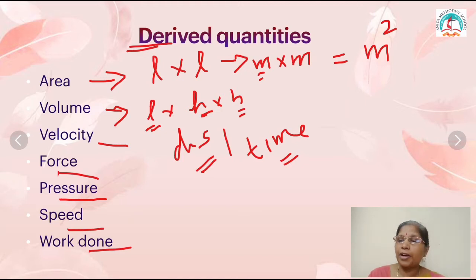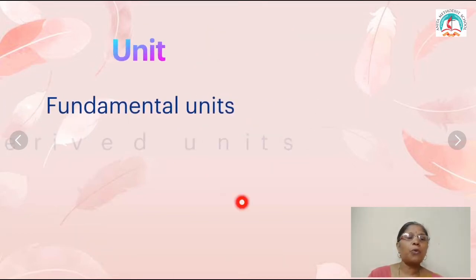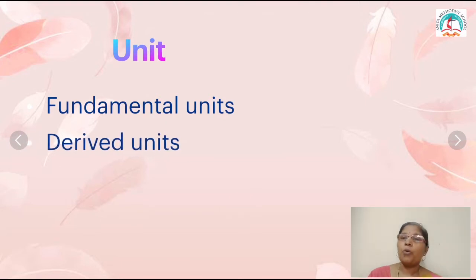Then what is meant by derived quantity? When you are deriving from the fundamental quantities, that is called derived quantities. Now the next one is, what is meant by unit? What is the definition of unit here? A unit is a standard quantity with which the unknown quantities are compared.